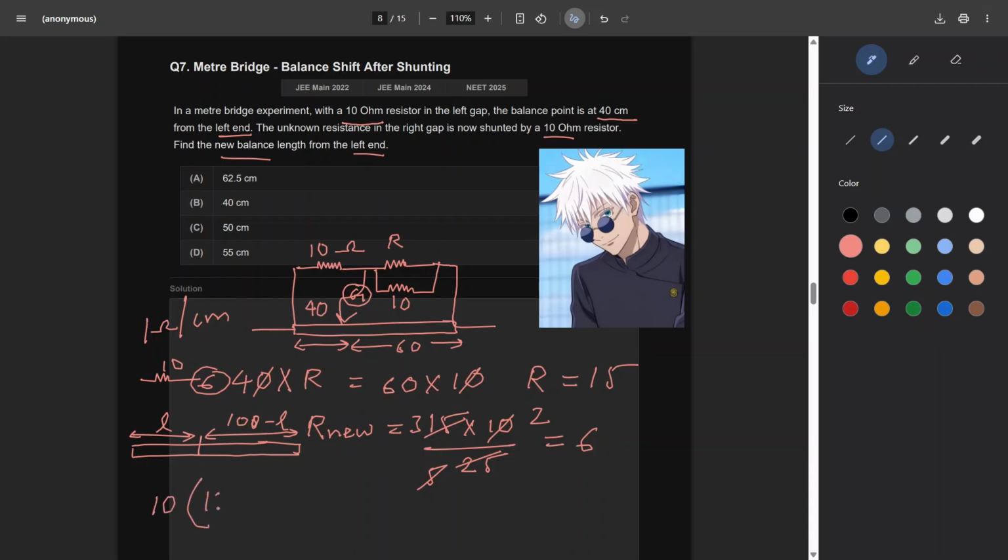10 into 100 minus L equals 6 times L, right? So we get 16L is 1000. L will be 250 upon 4. That is 62.5. As you can see, it is not divisible. So there is only one option here, which is not divisible.